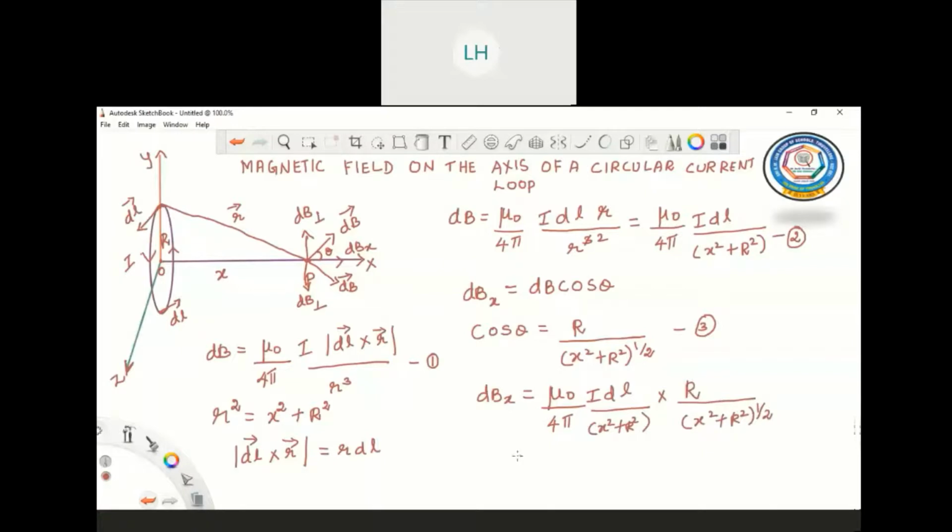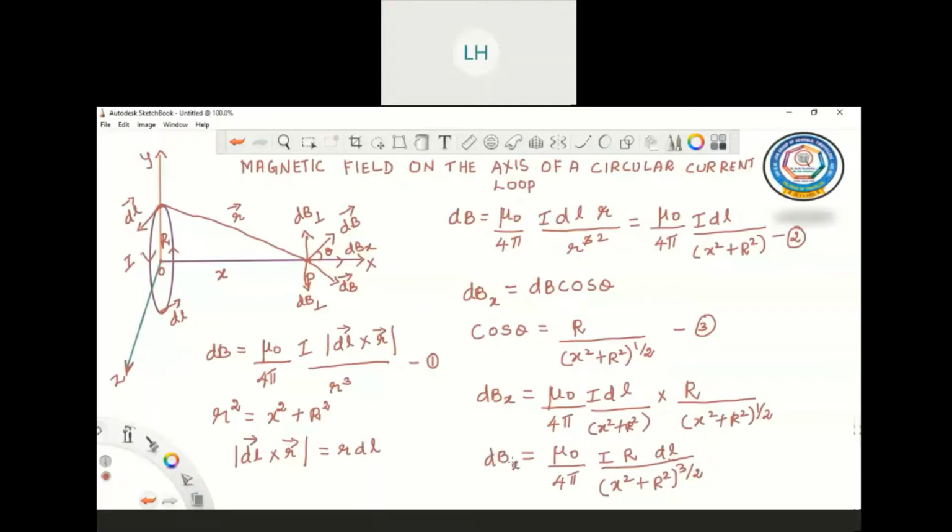Okay, so what will you get now? Mu naught by 4 pi I, keep this r here, children. I'll tell you why we are bringing this r here. Then x square plus r square. So this is power 1, this is power half. So what you will get? x square plus r square the whole power 3 by 2. So here in the numerator you have 1 dl. So let it be dl here. Okay.